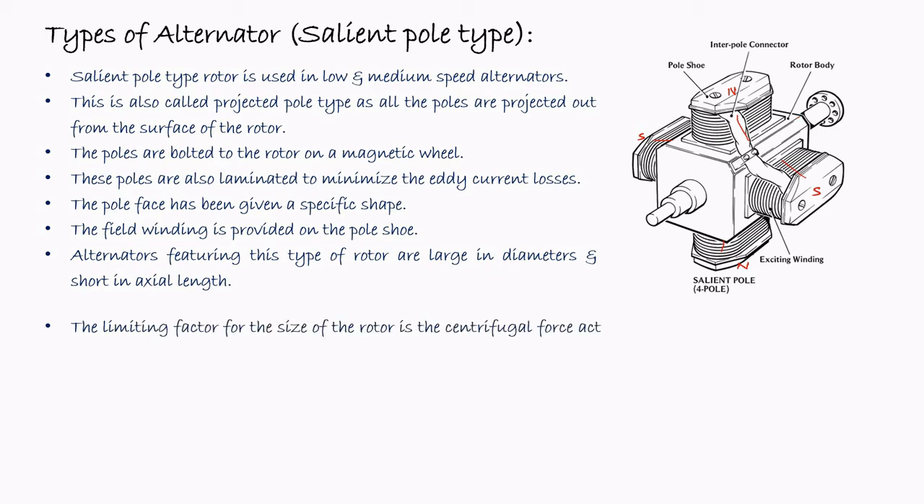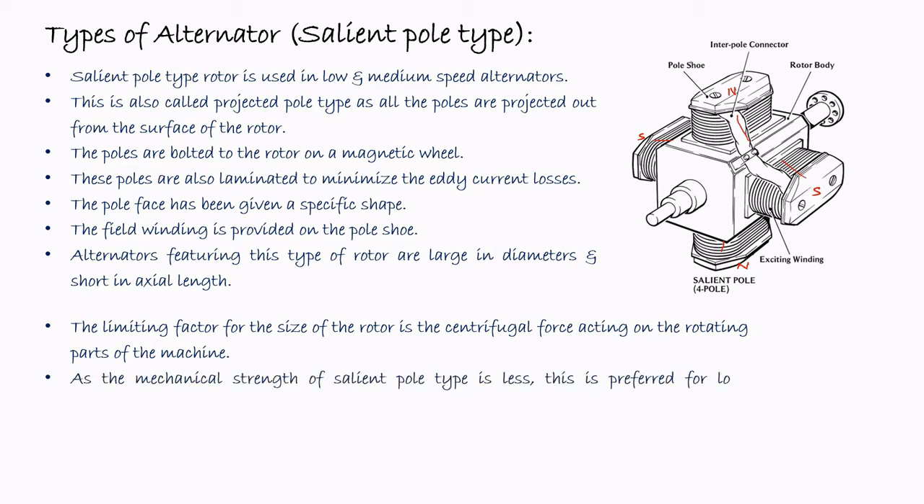The limiting factor of the size of the rotor is the centrifugal force acting on the rotating part of the machine. As the poles are projected outside, during rotation, there will be centrifugal force developed on the rotor, and it may damage the structure of the rotor. Therefore, the size of the rotor and the speed of the rotor is basically limited by the size of the rotating part.